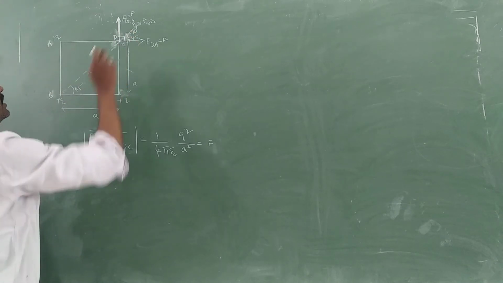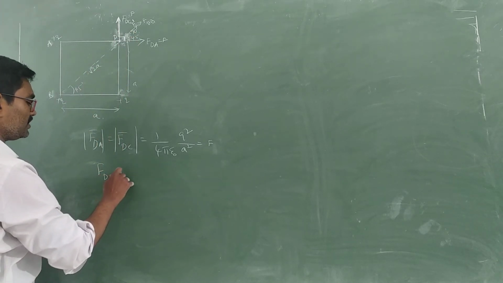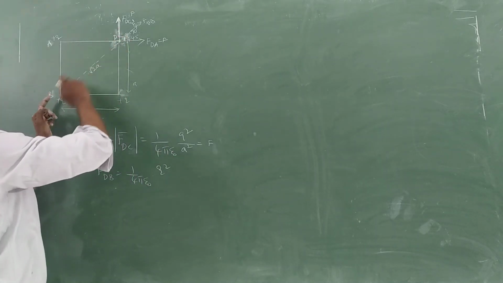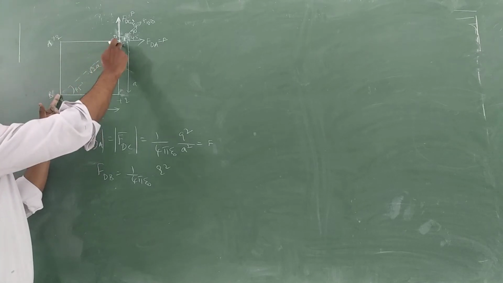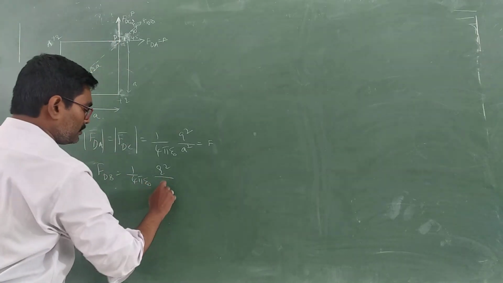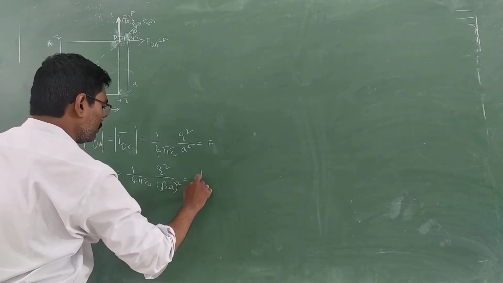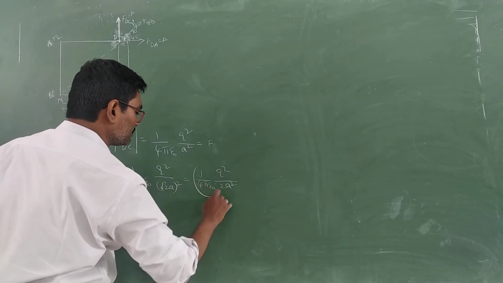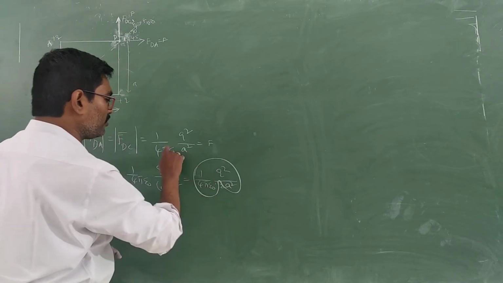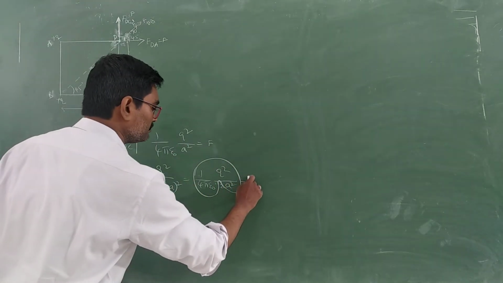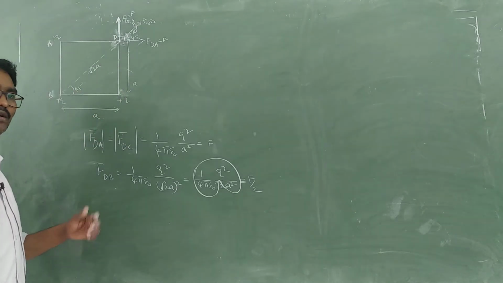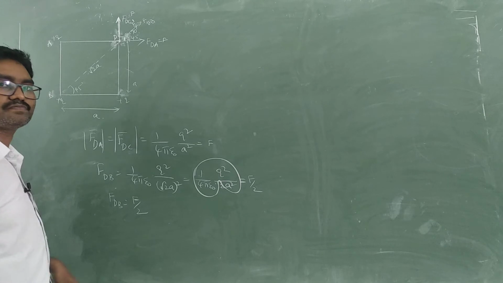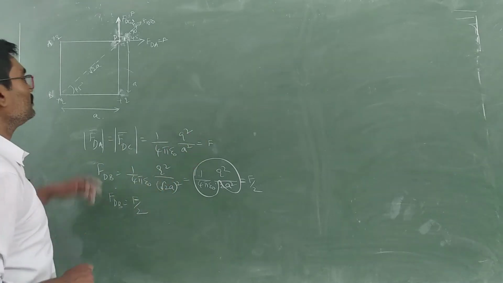Force acting on D by B: what is the formula? 1 by 4 pi epsilon naught Q1 into Q2 by the separation squared. So Q into Q, and the separation is root 2A whole square, 2A square. So 1 by 4 pi epsilon naught Q square by 2A square. Observe that except for this 2, this is F only. So this is F by 2. Now the force on D by B is equal to F by 2.